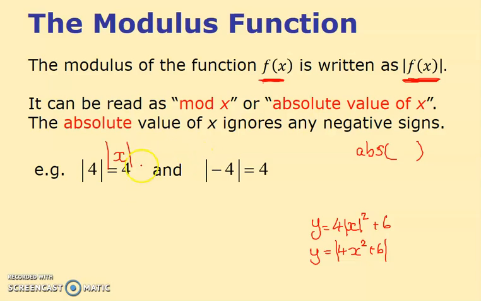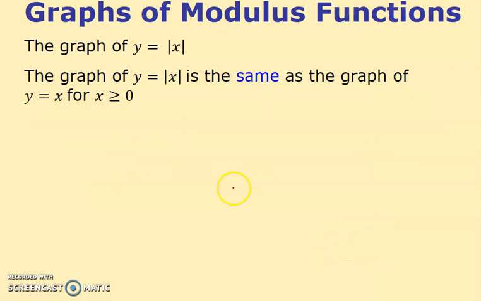I've got an example or two for you here. The modulus of 4 is 4. That's because if it's positive, this modulus function doesn't do anything at all. But if it's negative, it changes the sign. It makes it positive. So that's what I want you to be aware of. The modulus function will change the sign if it's negative. If it's positive, it stays the same.